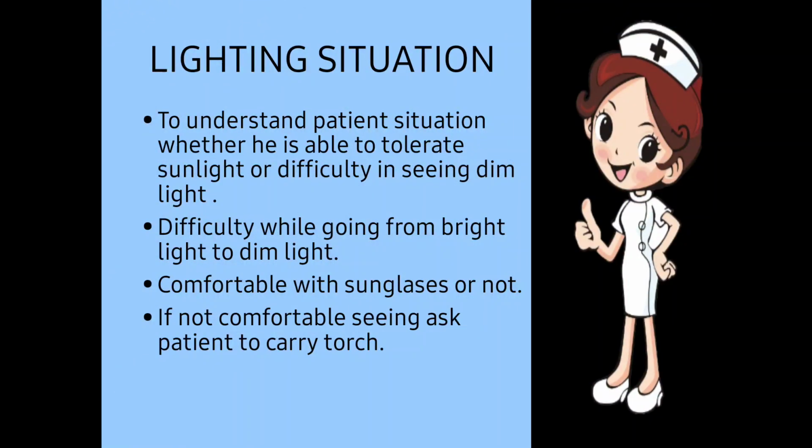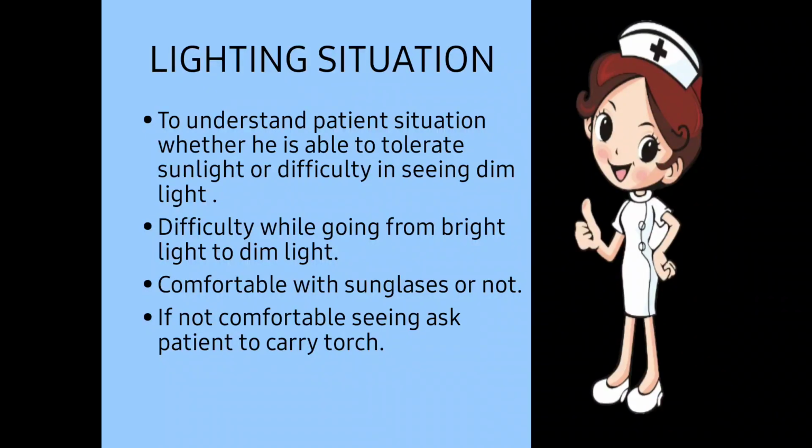Next one, lighting situation. Okay, to understand the patient's situation, whether he is able to tolerate sunlight or has difficulty seeing in dim light. Is he or she able to tolerate the sunlight or not? If he is able to tolerate the sunlight, then he can do traveling and day tasks easily. If he is not able to tolerate the sunlight, then he is not able to go outside the home. Okay, difficulty while going from bright to dim light, comfortable with sunglasses or not.